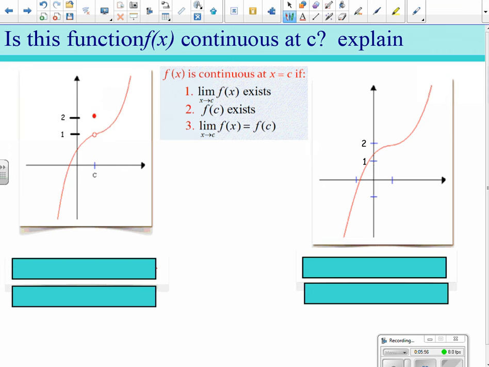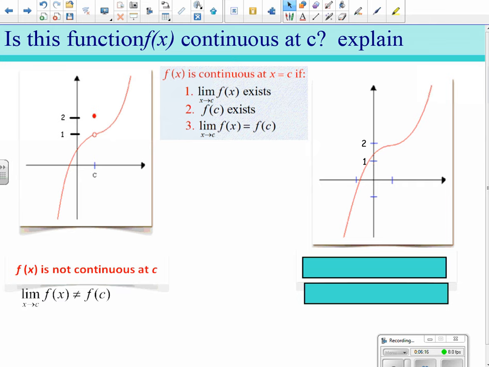Well, the limit does exist. This would be true for this one. f of c is true. Now, is it true that 1 equals 2? Do these two match up? In this case, we can clearly see that they do not. So we're going to conclude that the function is not continuous because the limit as x approaches c of f of x does not equal f of c.